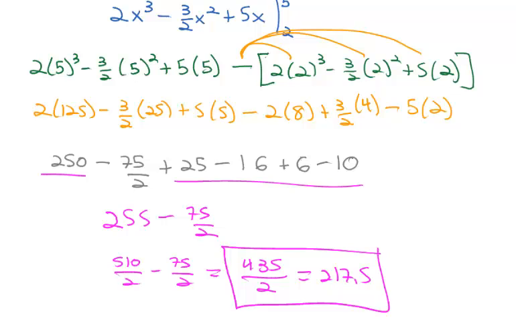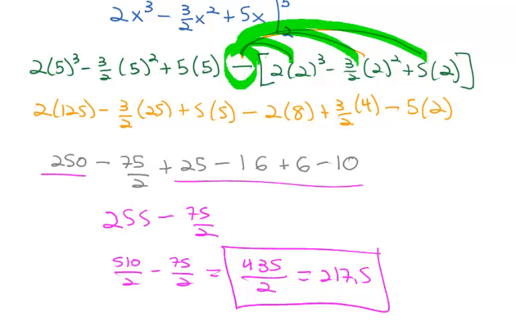Again, very important. Don't miss the step where we distributed that negative through the entire second half. Not just the first part, but through the entire second half. Someone's going to do that on the test. Don't let it be you.